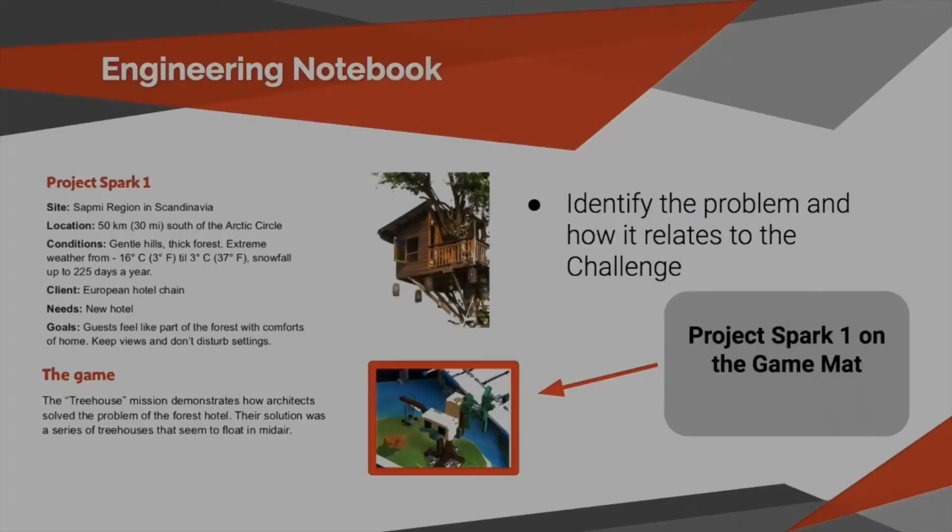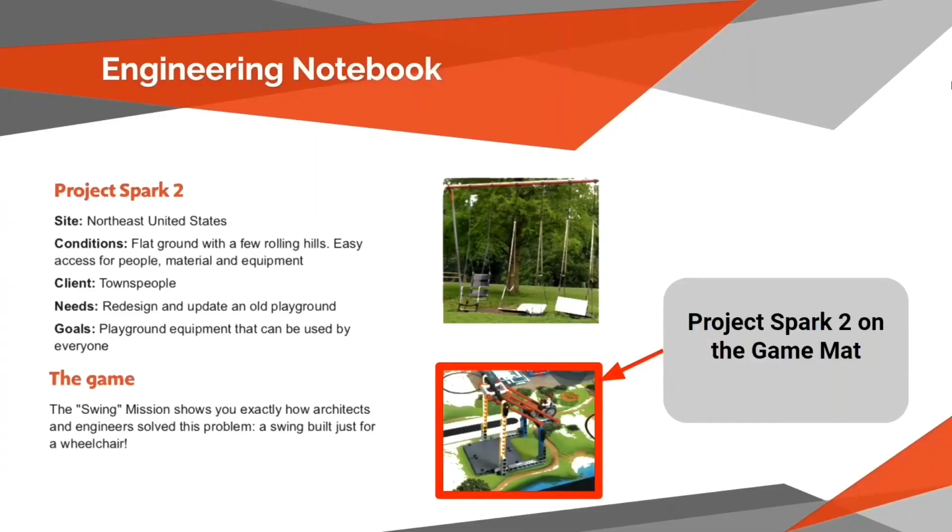Next, Project Spark 2 was designed after the Swing mission, which demonstrates how engineers built a playground fit for everybody by creating a swing for wheelchairs. Clearly, this is relevant to the prompt because the playground is a public space, and the issue is that everyone isn't able to use it.